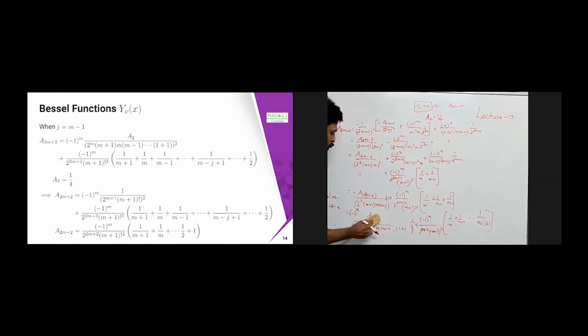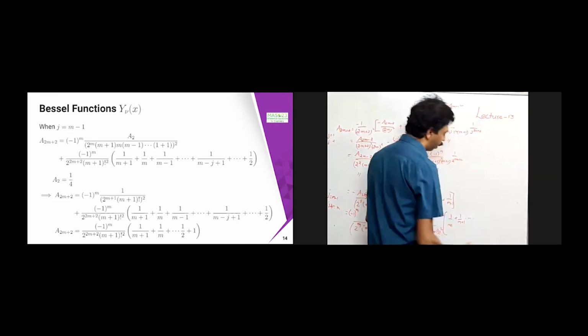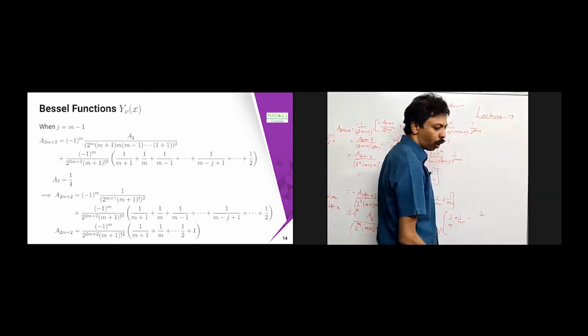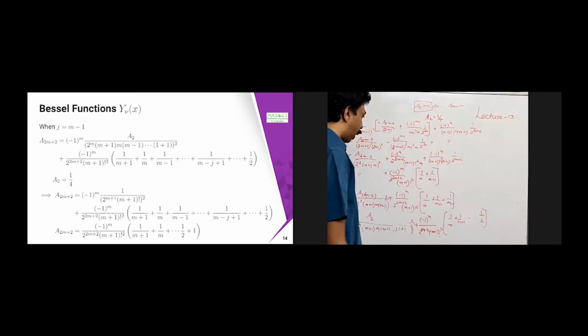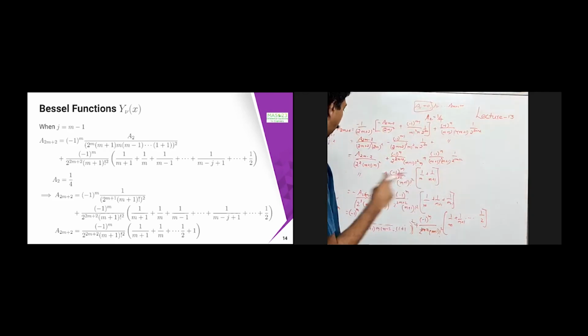Therefore, it is going to become like 2a2. Here, it keeps on decreasing. Then you are going to get up to 1 by 2. Because m minus j plus 1, if I put j equal to m minus 1, m gets cancelled, so 1 plus 1, 2 is going to come. So up to this it is going to come. Now what I am going to do, I am going to substitute a2. What is a2? a2 is going to be 1 by 4. If I substitute a2 equal to 1 by 4, then what am I going to have? I am going to have one more term.